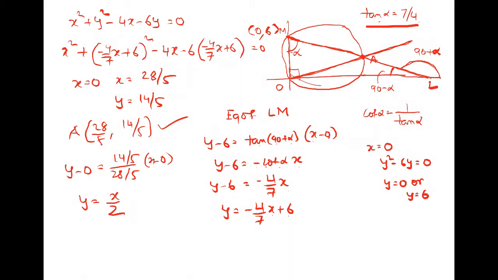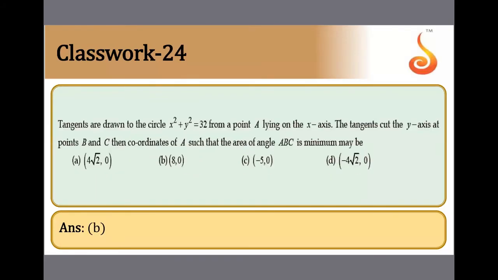Okay, next one. 24. Tangents are drawn to the circle x square plus y square equal to 32 from a point lying on the x-axis. The tangents cut the y-axis at B and C. Then find the coordinate of A such that the area of triangle ABC is minimum. Again, a good problem. This was also asked in JEE Mains. So I'll take a whiteboard.